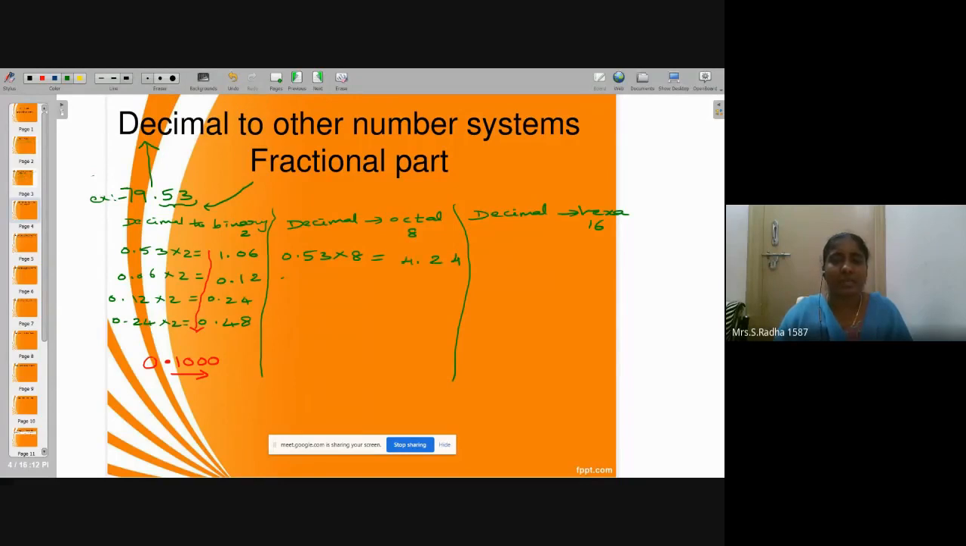Take only the fractional part, 0.24. Again multiply with 8. It becomes 1.92, so 1. Now again take only the fractional part, 0.92. Only this portion; fractional part means only this portion. Multiply with 8. What will happen? 7.36, so 7. Now take only the fractional part, 0.36, into 8.